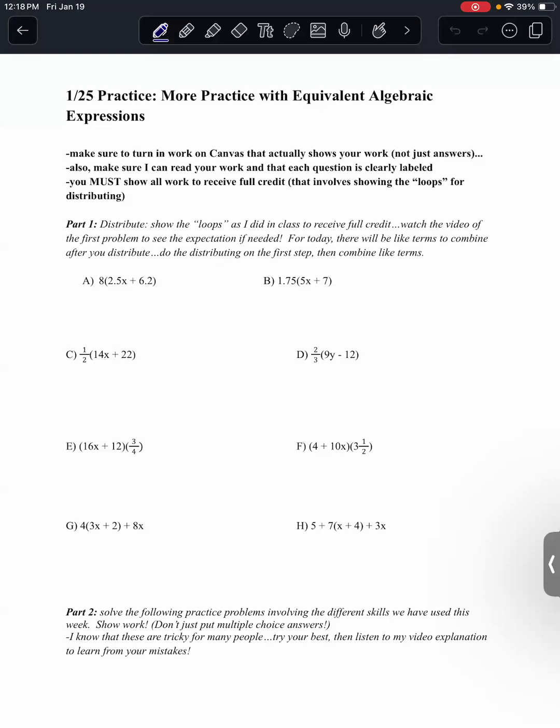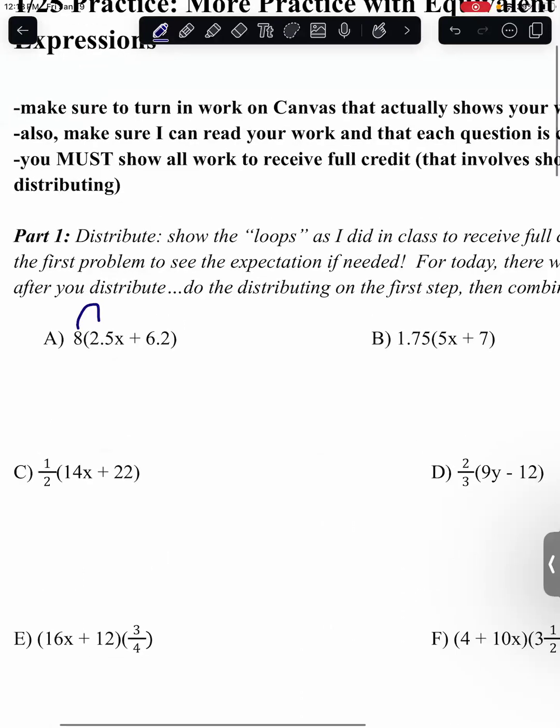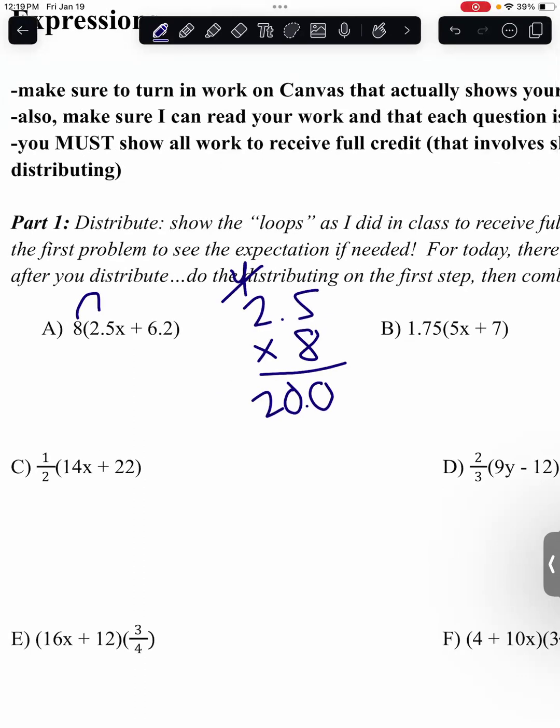Okay, so the first set right here, we have distributing. So you have to have the loops here. So 8 times 2.5. Now, I do not want to just see the answer, I want to see the multiplication over here. Okay, so we're in sixth grade. It is still standards for us with the decimals. So that's 20.0, or just 20x.